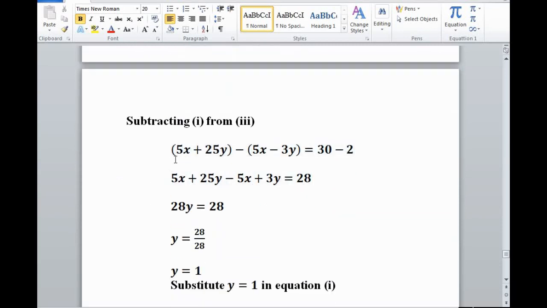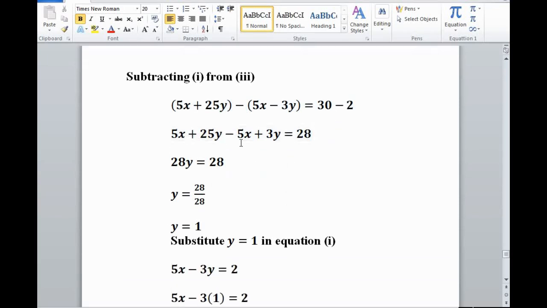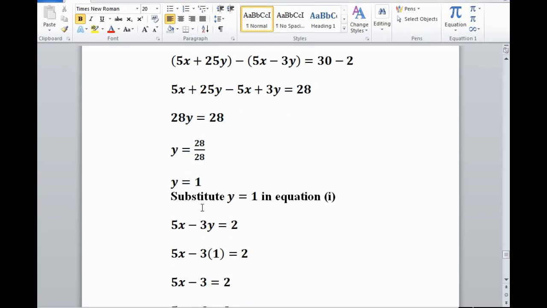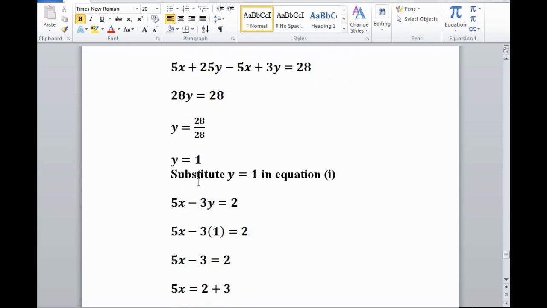Now let's simplify. 5x plus 25y as it is. Here I'll multiply the negative sign first by positive 5x and then by negative 3y. So minus multiplied by plus is minus, and minus multiplied by minus is plus 3y, equals 30 minus 2, 28. So positive 5x, negative 5x is 0, plus 25y plus 3y, this sum is 28y equals 28, and y is equal to 28 upon 28, so y is 1.